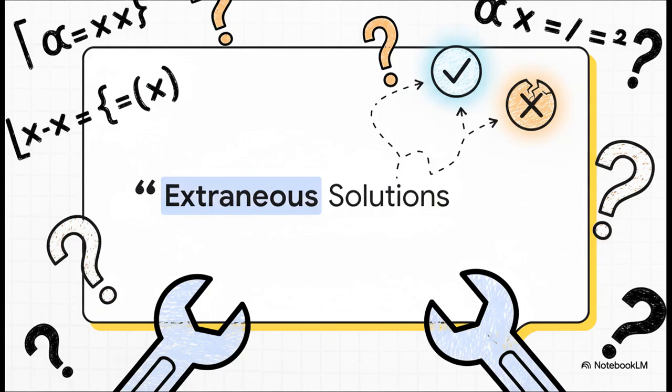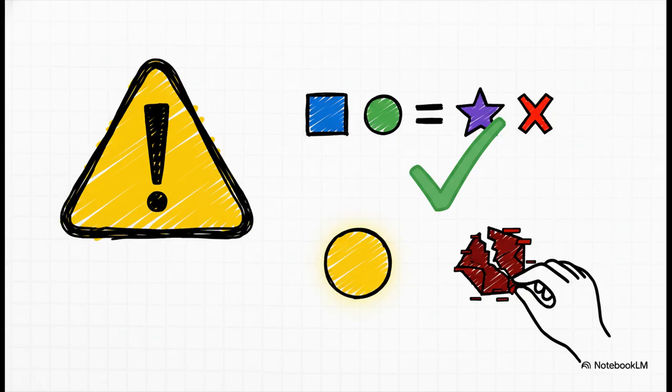But, and this is a big but, this tool comes with a very important warning label. The process of squaring both sides can sometimes create answers that look right, but actually aren't. They have a special name, extraneous solutions. And this is why that final step is not just a suggestion, it is absolutely essential. You have to take your final answers and plug them back into the original equation to make sure they actually work. It's the only way to catch those sneaky, fake solutions.